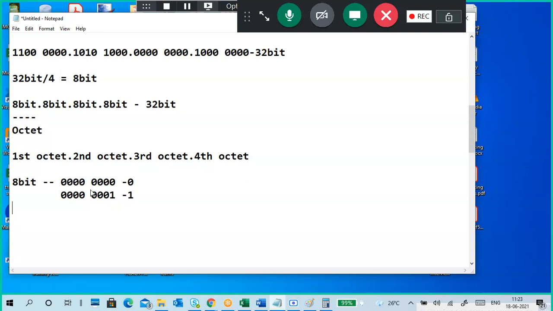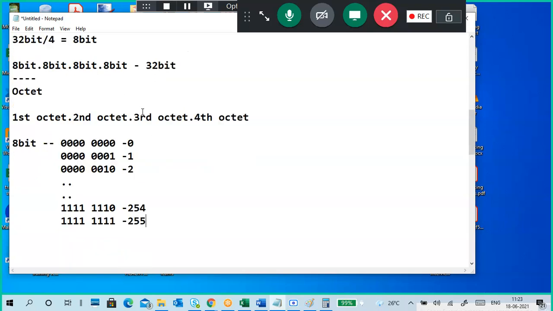1. Two. So it continues like that. Finally, it reaches like this. The value is 254. The last value is also there. What is the last value? All are ones. 255.